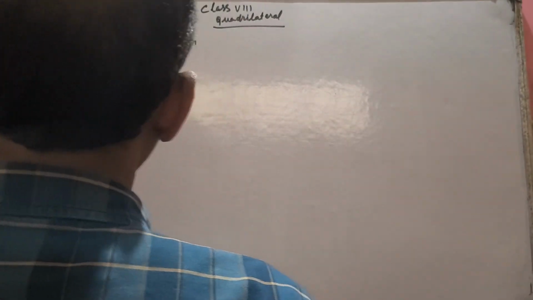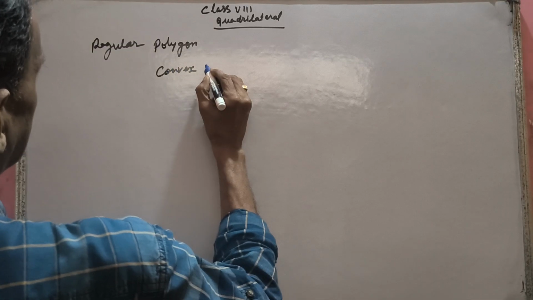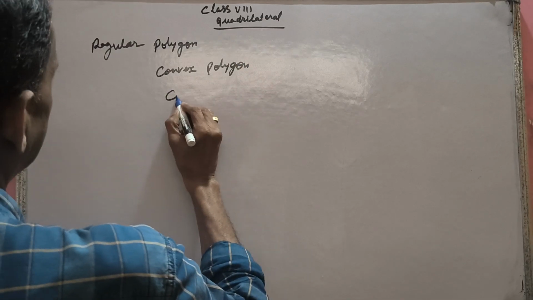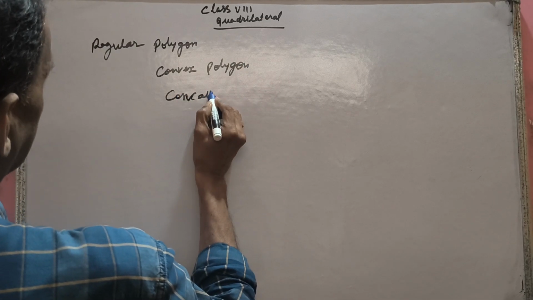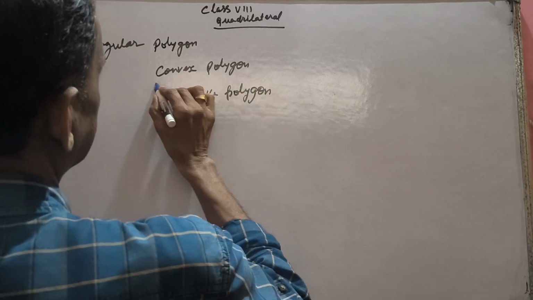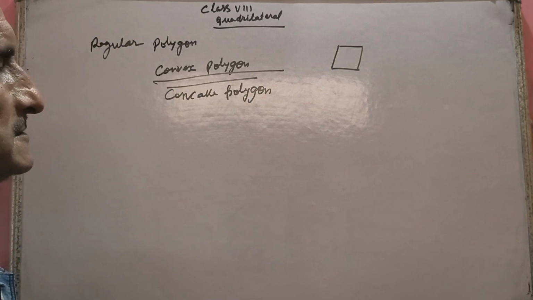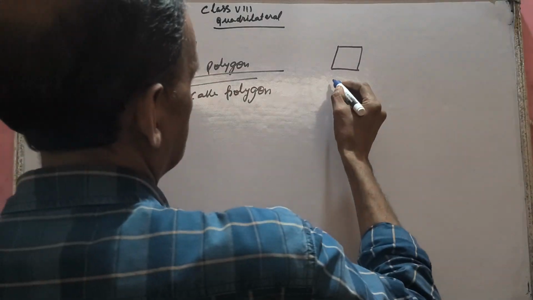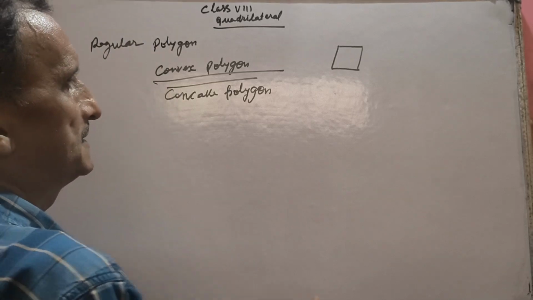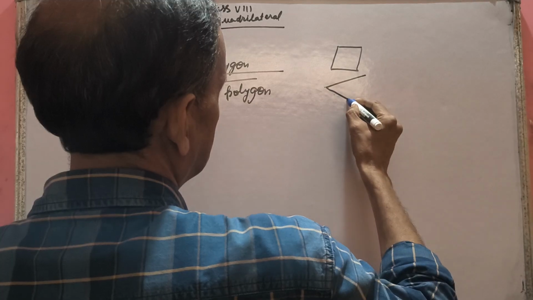Now, polygons have another classification. Number one is convex polygon. Number two is concave polygon. See the convex polygon. You have seen the figure of it, it is called a concave polygon. A concave figure can be a quadrilateral, it can be a pentagon also. This is also a quadrilateral. Can you see? This is also a quadrilateral.